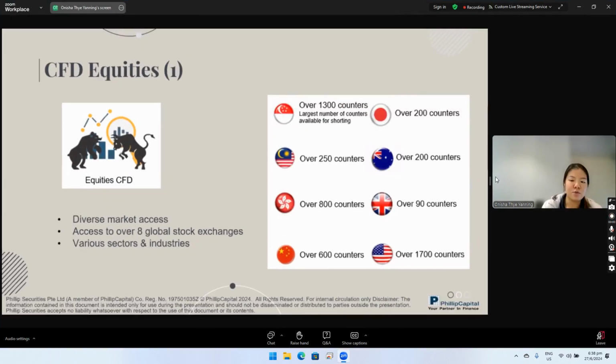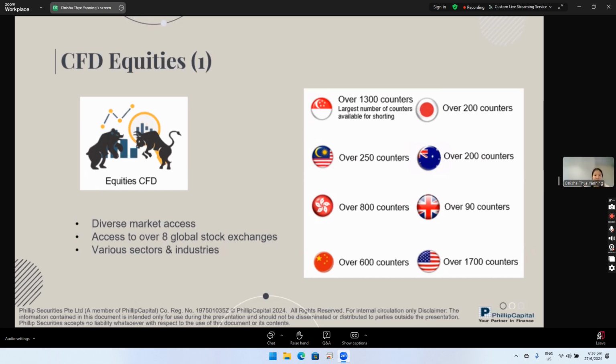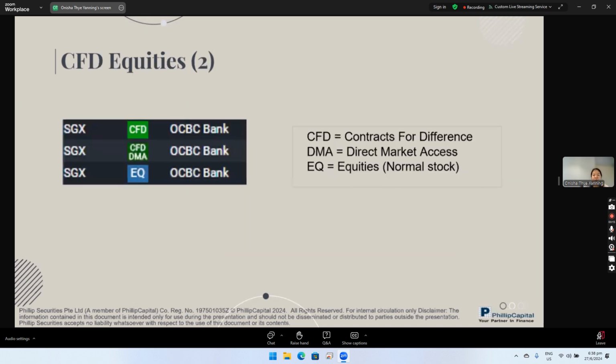Ranging from technology to pharmaceutical companies, which is various sectors and industries. So there's a diverse market. Just now, as we know, here we can get access to over 8 global stock exchanges, so depending on which market that you want to trade. Now, how do you identify which one is our CFD equities on POEMS 2?